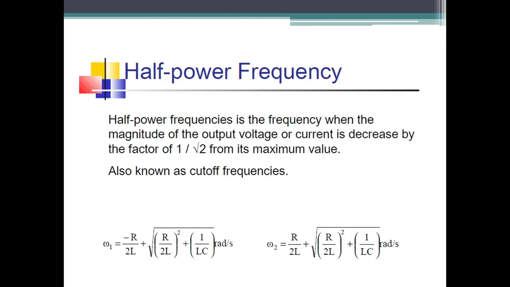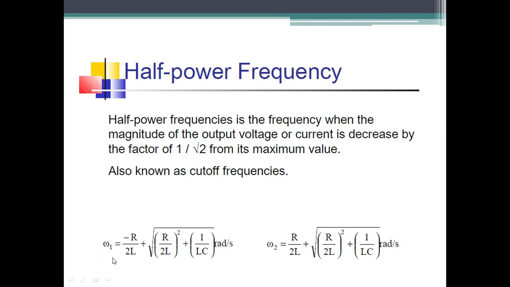Then half power frequency. The concept of the half power frequency is that it is the frequency at which the magnitude of the output voltage or current is decreased by a factor of 1 upon root 2 from its maximum value. Basically, 70.7% of the maximum current is able to flow through the circuit. So it's also known as the cutoff frequency, meaning the upper cutoff frequency and the lower cutoff frequency.